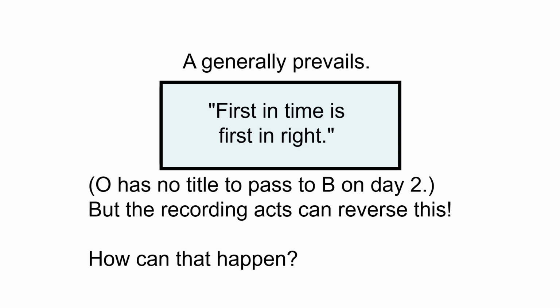The reason is that first in time is first in right. O doesn't have any title to pass to B on day two because O conveyed all of his title to A on day one. Now that's the normal answer in the absence of the recording acts. And the amazing thing about the recording acts is they can reverse that result and allow B to prevail over A. How can that happen?